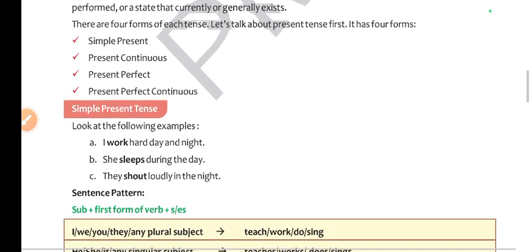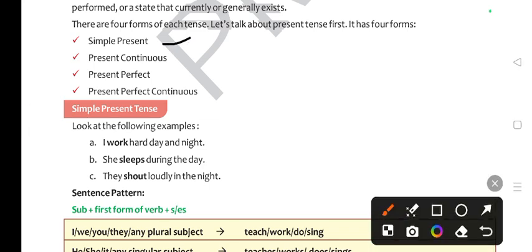Okay, so there are 4 forms of each tense. Let's talk about the present tense first. It has 4 forms: simple present, present continuous, present perfect and present perfect continuous tense. Now look at the following examples.